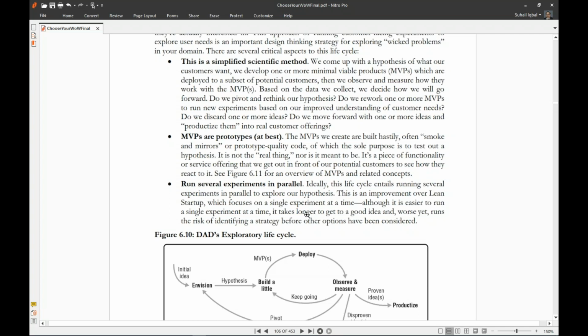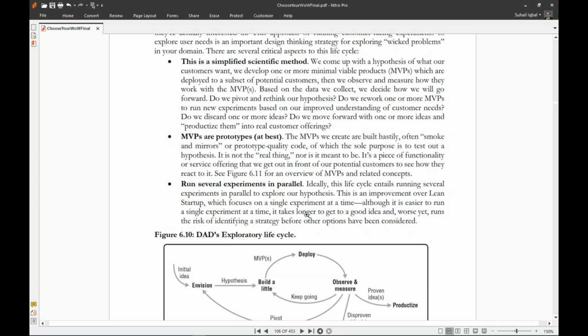Do we pivot and rethink our hypothesis? Do we rework one or more MVPs to run new experiments based on our improved understanding of customer needs? Do we discard one or more ideas? Do we go forward with one or more ideas and productize them into real customer offerings?